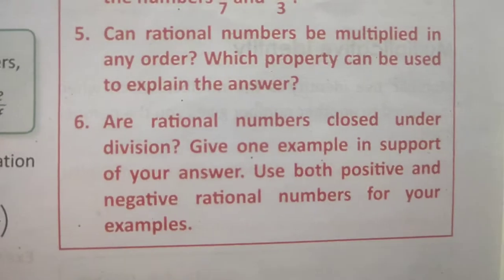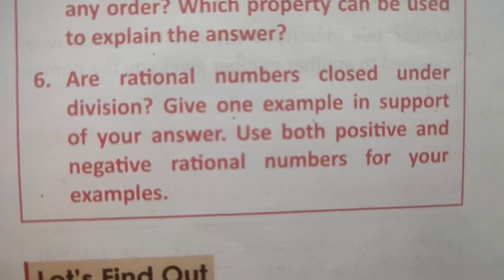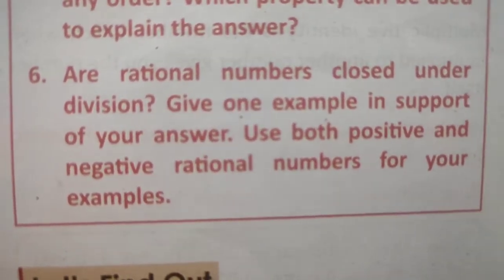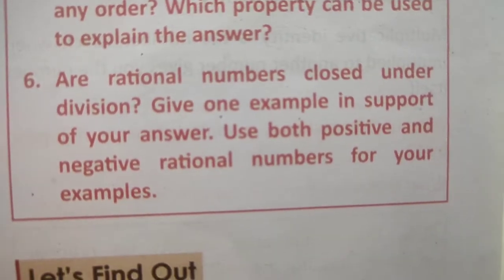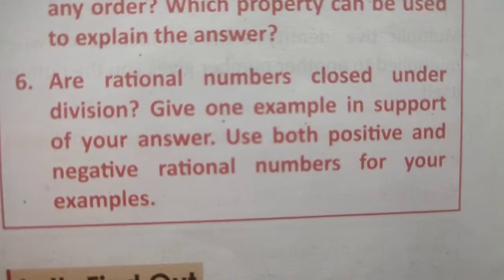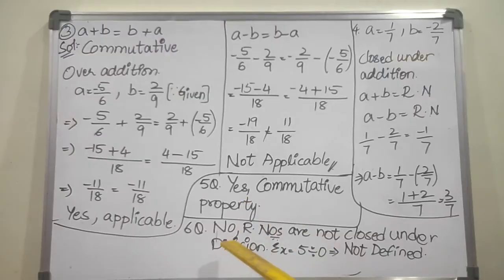Now, sixth question. Are rational numbers closed under division? Give one example in support of your answer. Use both positive and negative rational numbers for your examples. No, rational numbers are not closed under division. For example, if we take 5 divided by 0, then we get a non-defined value, right? So let us head to the next. Let's try 3 now.